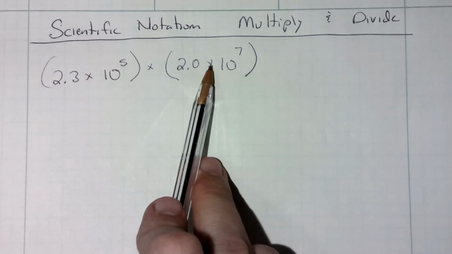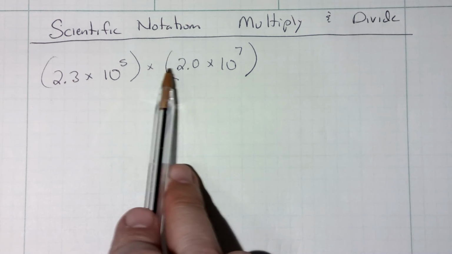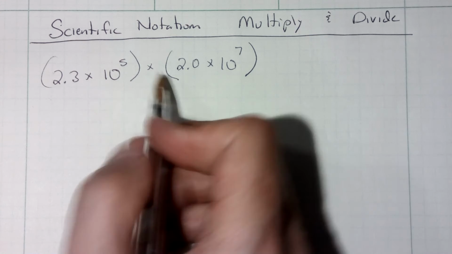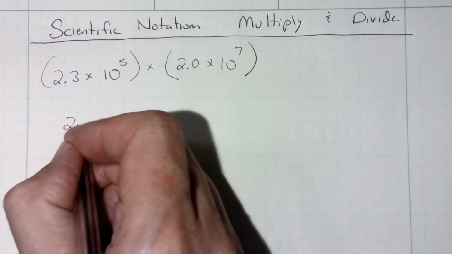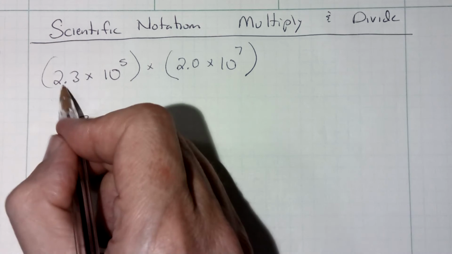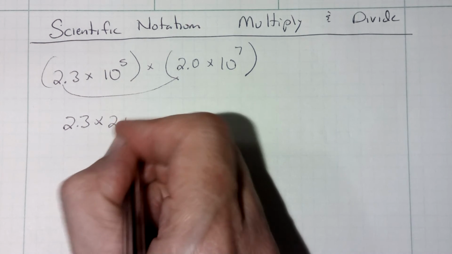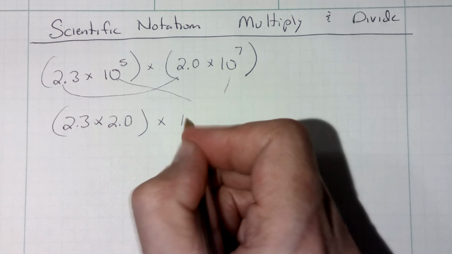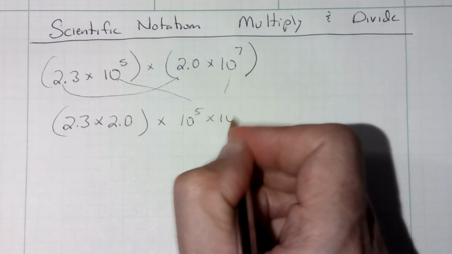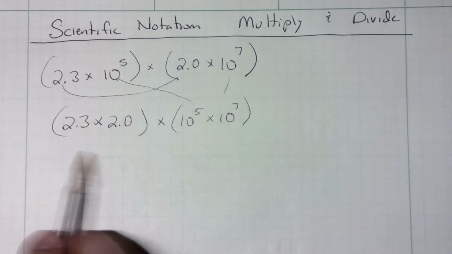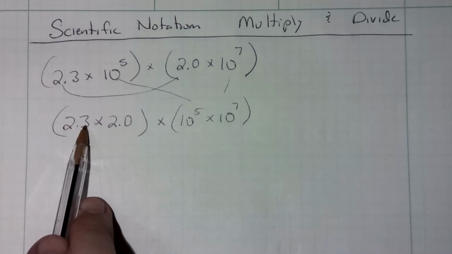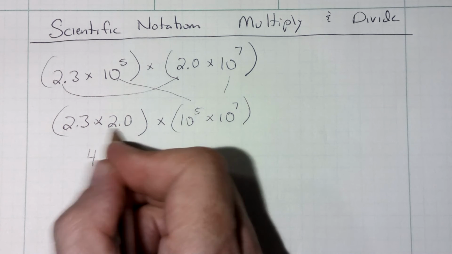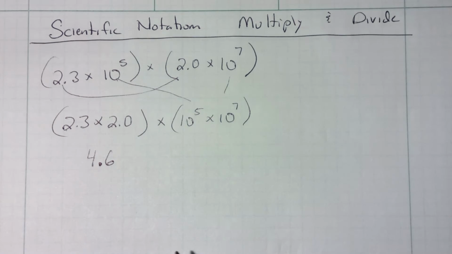When it comes to multiplication, we can actually rearrange all these. Using the associative property and the commutative property, I'm going to group the 2.3 times the 2.0, and then group the 10 to the fifth times 10 to the seventh. Here we just do our basic multiplication: 2 times 3 is 6, 2 times 2 is 4. Watch your decimal places. It's going to end up being 4.6 times.